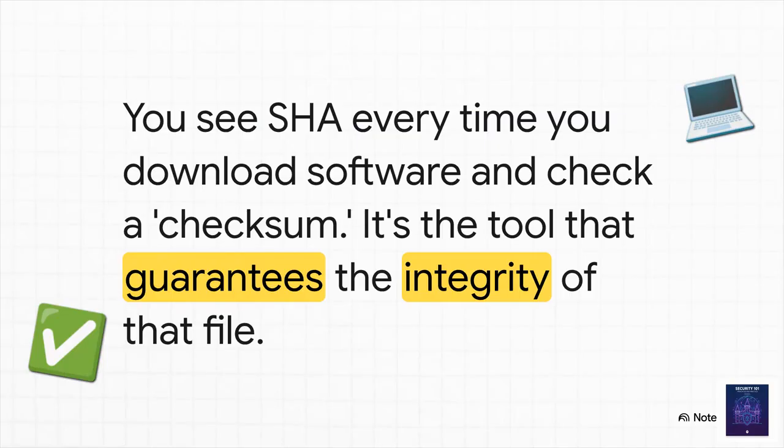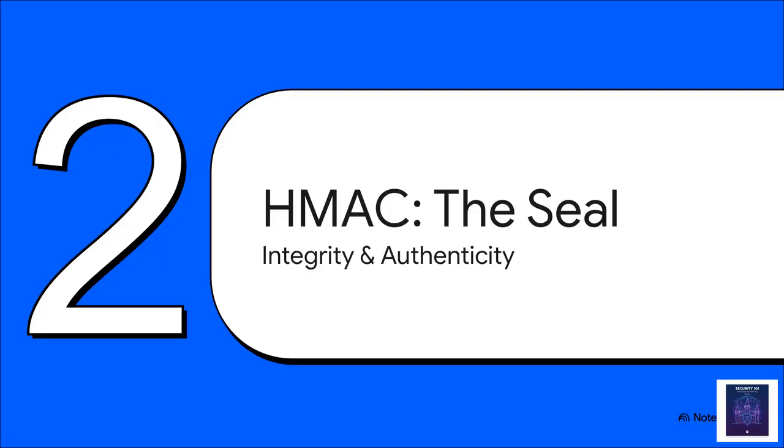And this isn't just some abstract concept. If you've ever downloaded a big piece of software and seen that long string of random-looking characters called a checksum or a hash that they tell you to verify, yep, you've seen SHA in action. That's the real-world tool that guarantees the file you got is the file you were supposed to get. So SHA takes care of integrity, knowing the data hasn't changed. Awesome. But that brings up the next obvious question. What about authenticity? How do we prove who the data is actually from?